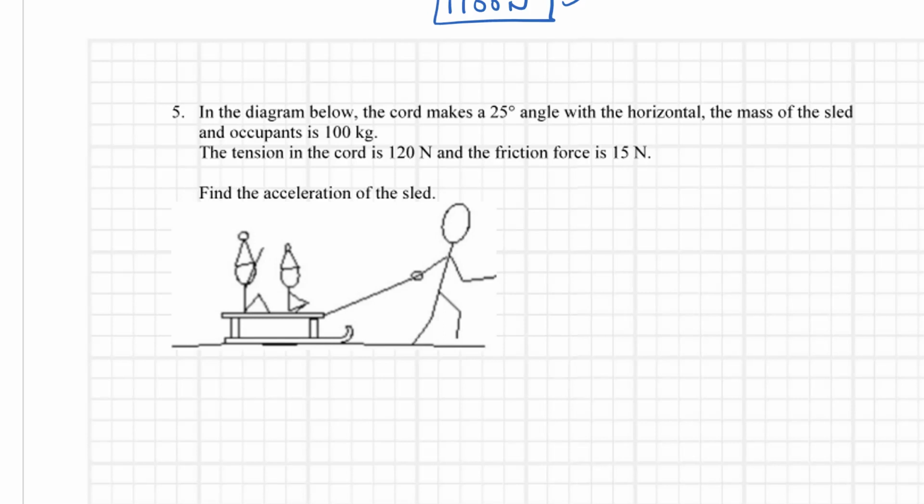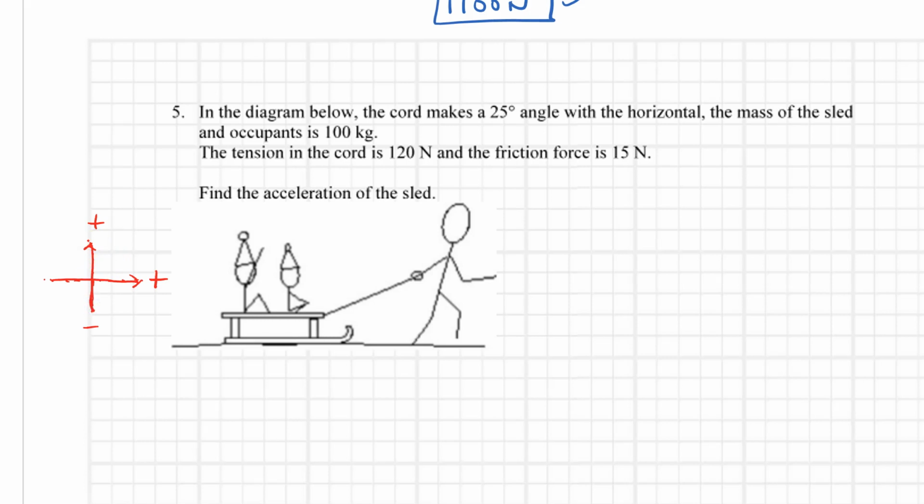Question 5 of the review is somebody pulling a sled. We're supposed to find the acceleration. I'm going to start off by declaring what my directions are. Horizontally, I'm going to make to the right positive because that's the way it's moving. And vertically, I'm going to say that up is positive, down is negative. So it's sort of a standard reference. Now let's take a look here.